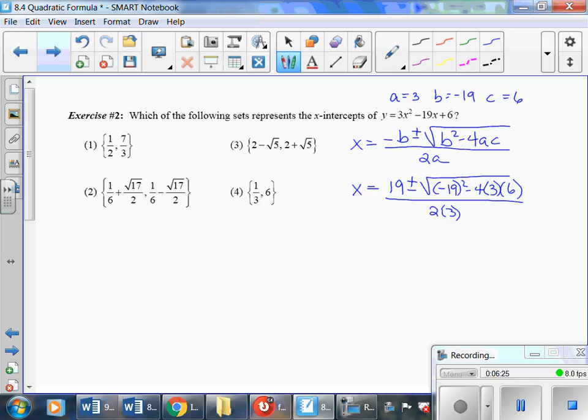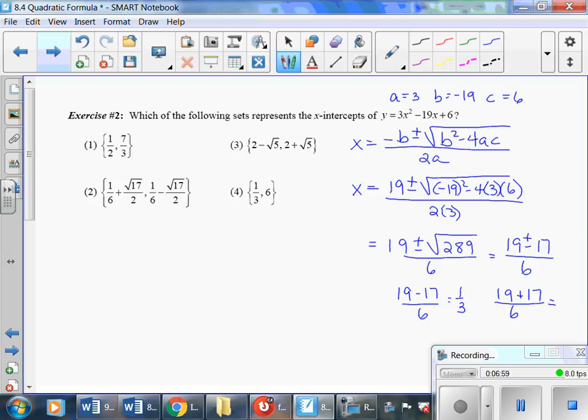So we do some more moving around here, and we get 19 plus or minus, this one comes out to be nice, 289 divided by 6. Remember what this means. This is the same thing as 19 plus or minus 17 divided by 6. So we have 19 minus 17 over 6, and we have 19 plus 17 over 6, which turns out to be 1/3 and 6. So our answer turns out to be number 4 right here.